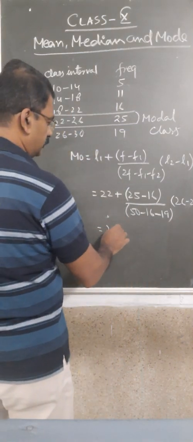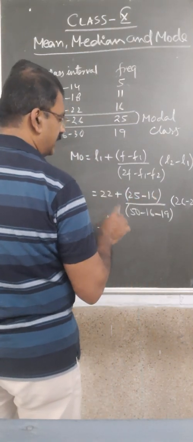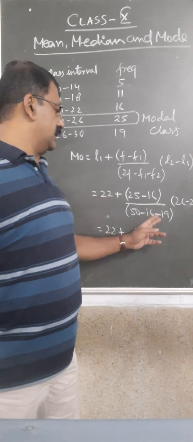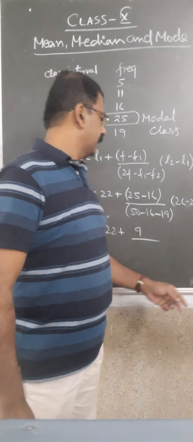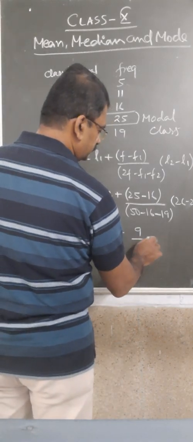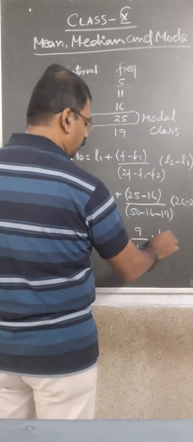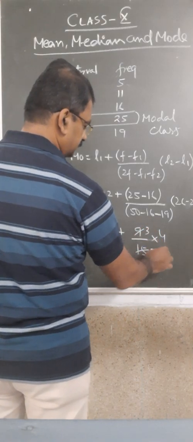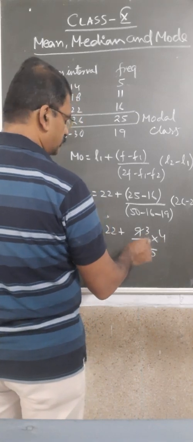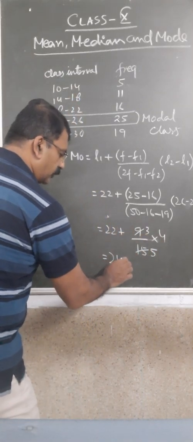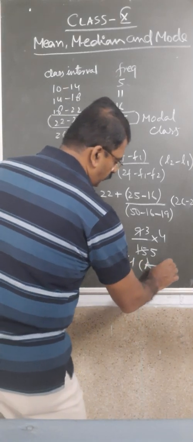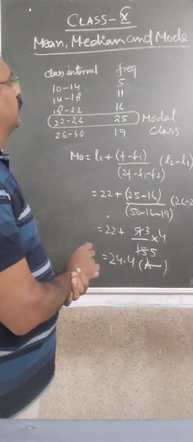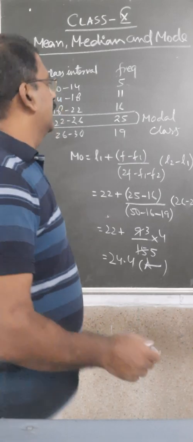Now see, 22 plus 25 minus 16 will be 9. Okay, now 16 plus 19 is 35. 50 minus 35 is 15. And 26 minus 22 is 4. Clear? Now you cancel it by 3. 12 upon 5, that is 2.4. 22 plus 2.4 will be 24.4. The answer is 24.4. The mode of the distribution is 24.4. Clear? That is mode.